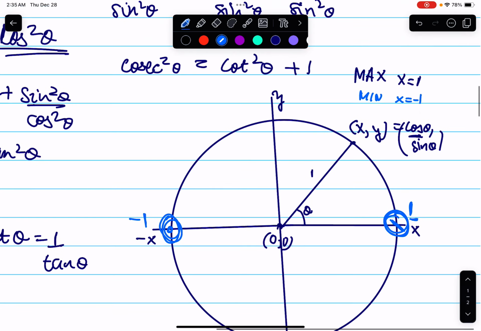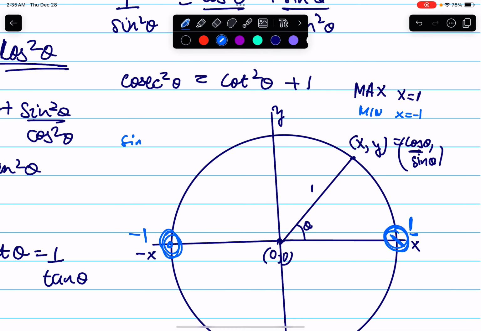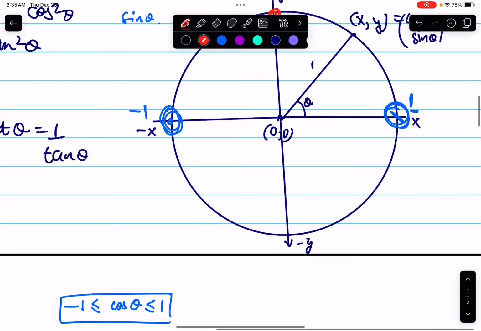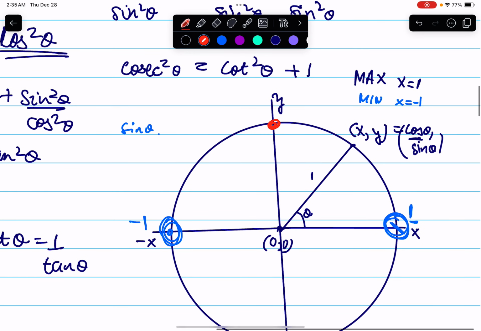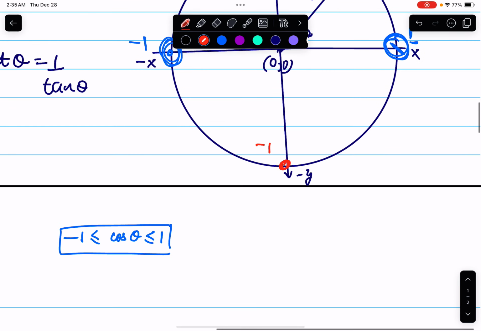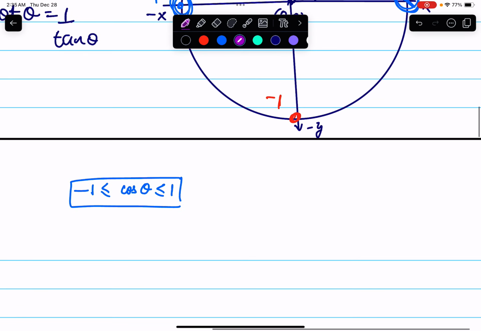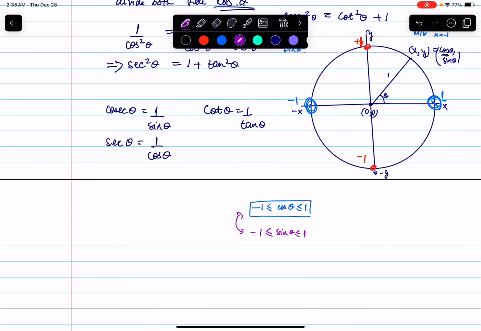Similarly for sine of theta, sorry, sine of theta corresponds to the y value. So the maximum value for sine is 1, and the minimum value for sine is negative 1. And so that's why sine of theta goes between negative 1 and positive 1. So that's how we look at sine of theta and cosine of theta, and these are functions which go between negative 1 and positive 1.